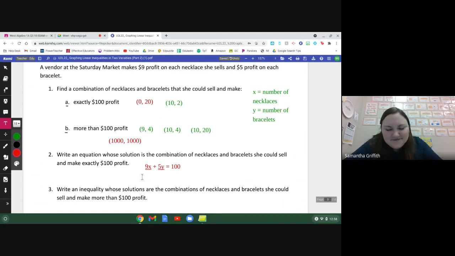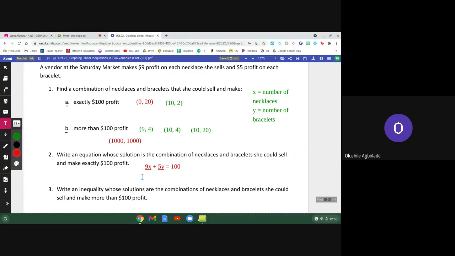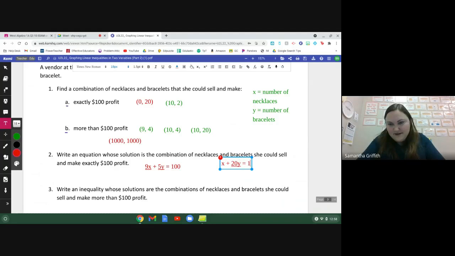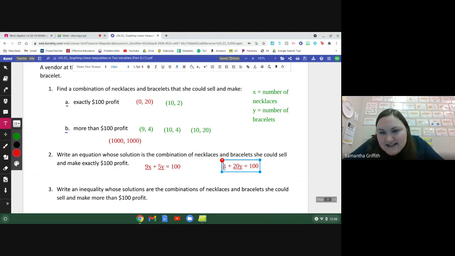I think we can use this other equation, x plus 20y equals 100. So this equation here is saying x, so there's like a 1 there. So that's $1 for each necklace, $20 for each bracelet equals 100.